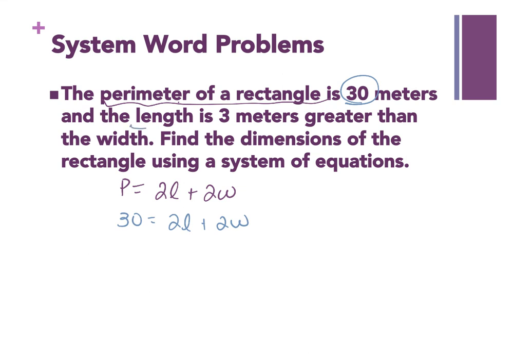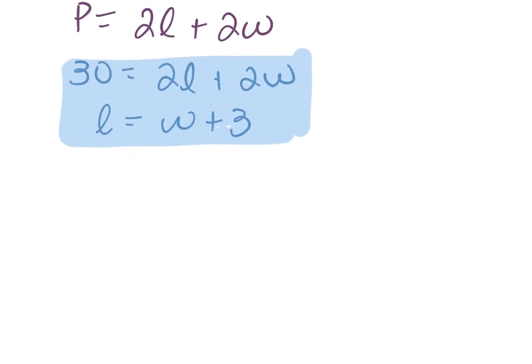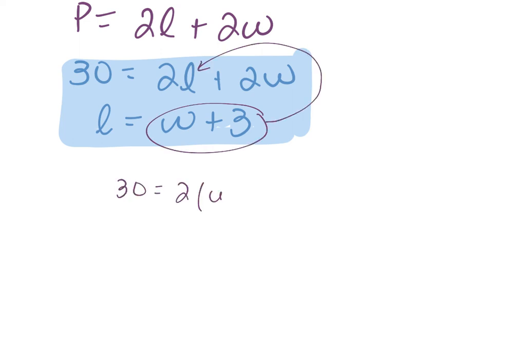Then it says the length is 3 meters greater than the width. What does that look like in equation form? This would be L is equal to W plus 3. Good. Now you've got a system of equations. Two variables, two equations, and it is easily set up for substitution, which is very convenient because that's what we need to practice. I'm going to take what L equals, and I literally plug it in the place of the L. So 30 equals 2 times W plus 3 plus 2W. Distribute here.